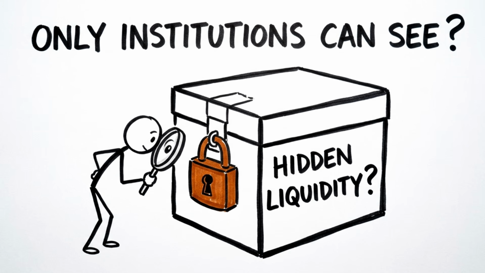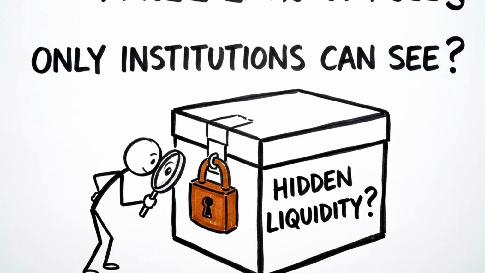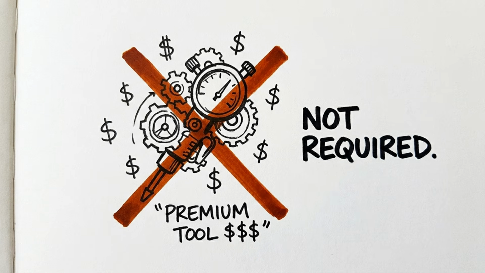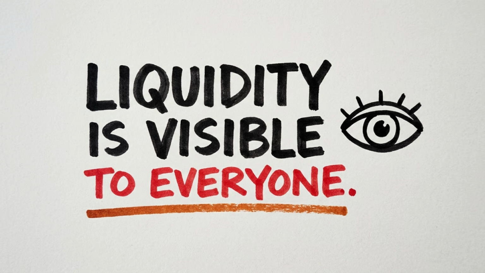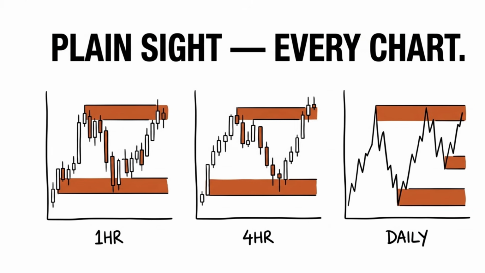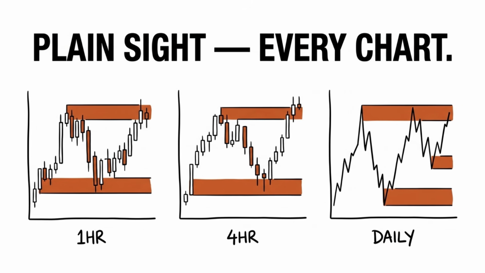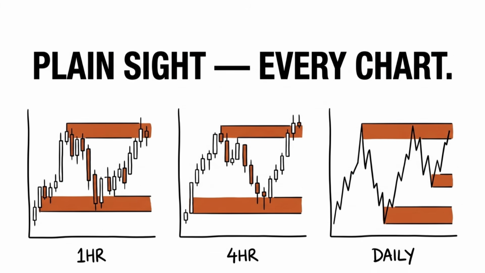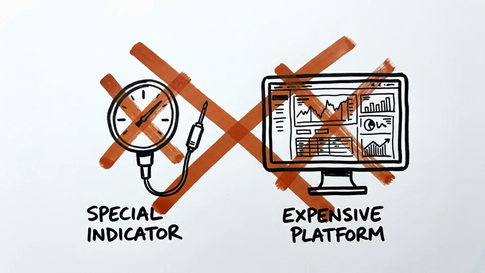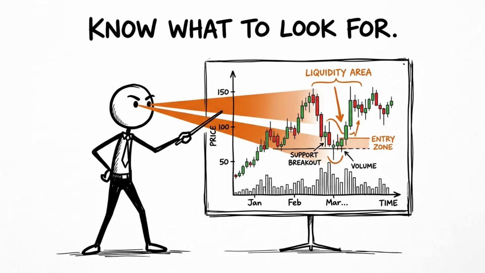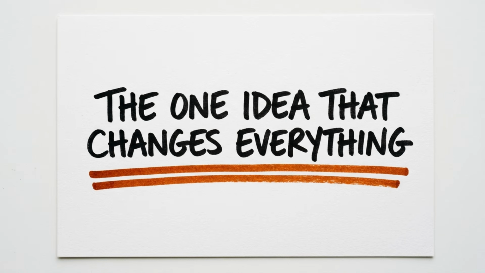Most traders think liquidity is something special, a hidden layer only institutions can see, a secret signal on a premium tool. Here is the reality. Liquidity is visible to everyone. It sits in plain sight on every chart on every time frame. You do not need a special indicator. You do not need an expensive platform. You need to know what you are looking at, and once you do, you will never look at a chart the same way again. Here is the one idea that changes everything.